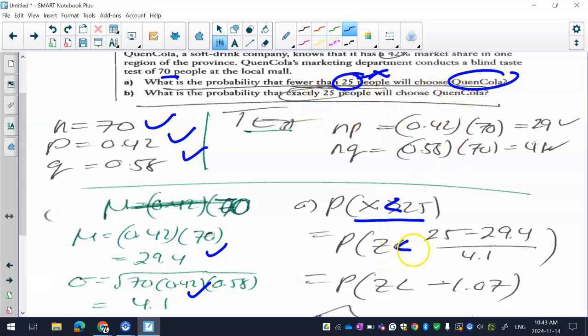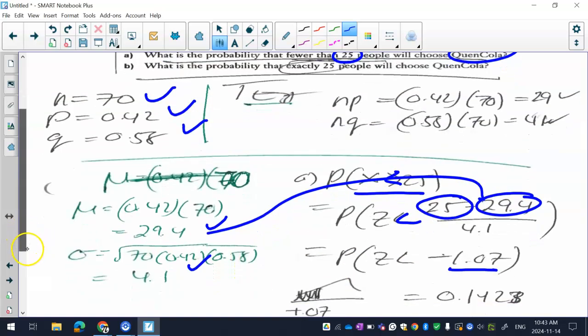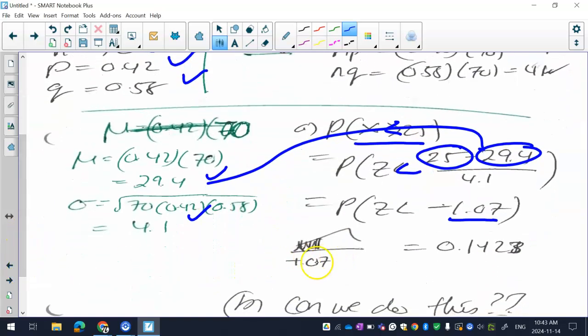So change that to a Z-score. There's your X is 25. Your mu is this. Your sigma is that. And then you figure out that that is negative 1.07. So I want the probability that Z is less than negative 1.07. If you sketch it, you're going to be on the left side of the curve. So I want the shaded area here and just look that up.